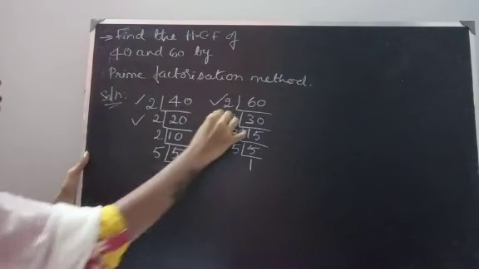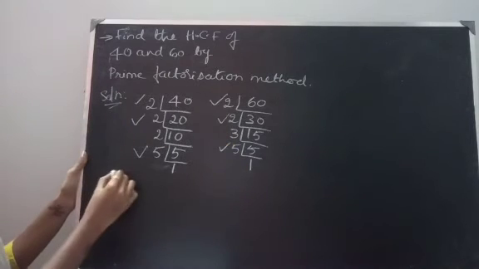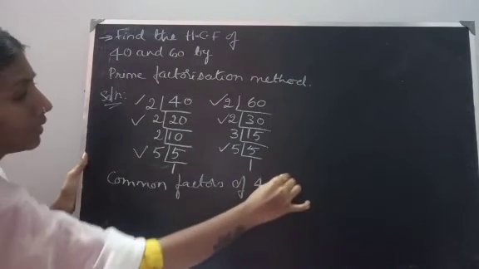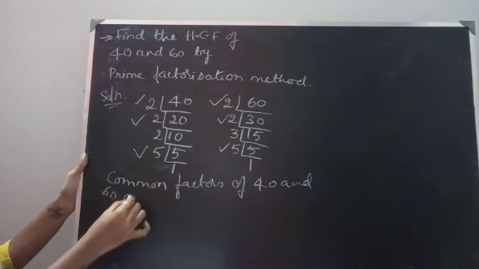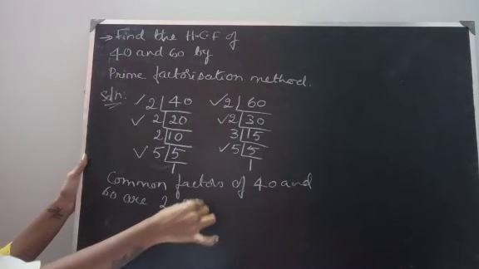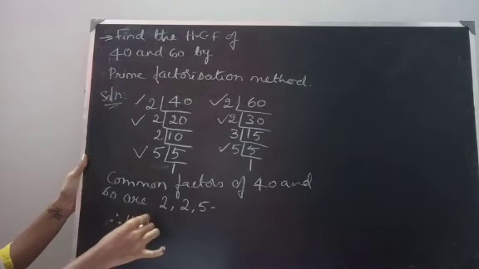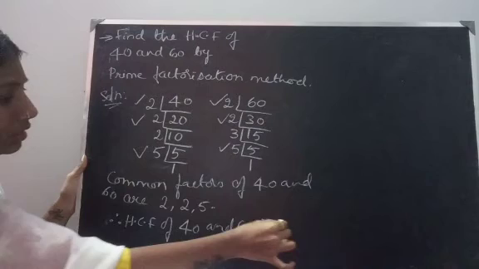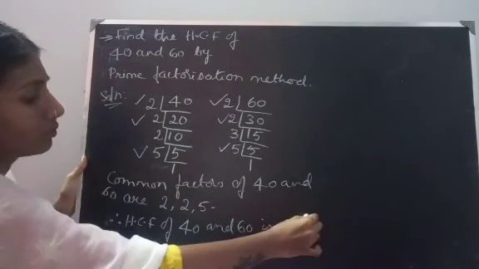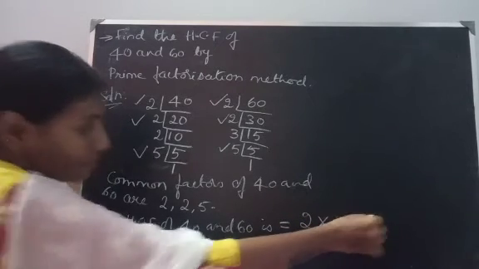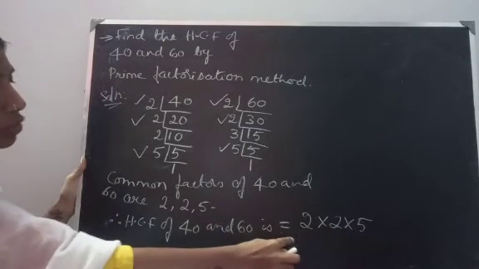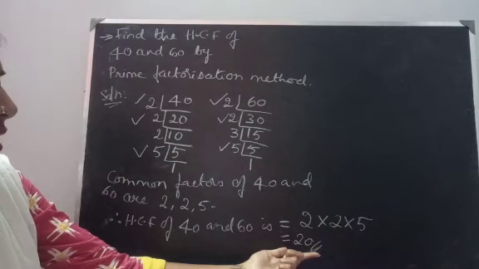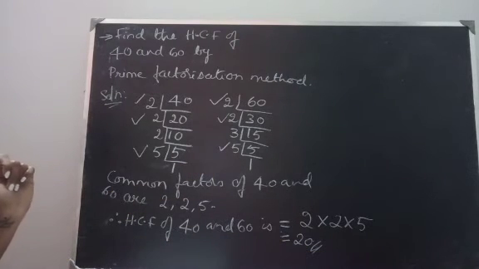The factors are 2, 2, 2, 5 and 2, 2, 3, 5. So common factors of 40 and 60 are 2, 2, 5. Therefore HCF of 40 and 60 is equal to 2 into 2 into 5. 2 2s are 4, 4 5s are 20. So this is the answer. HCF of 40 and 60 is 20. So this is your prime factorization method.